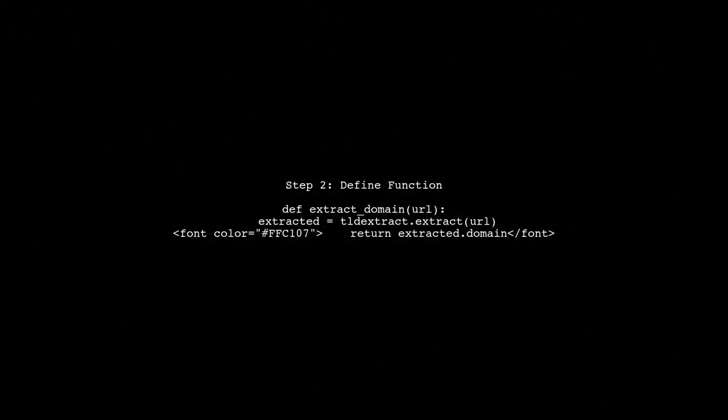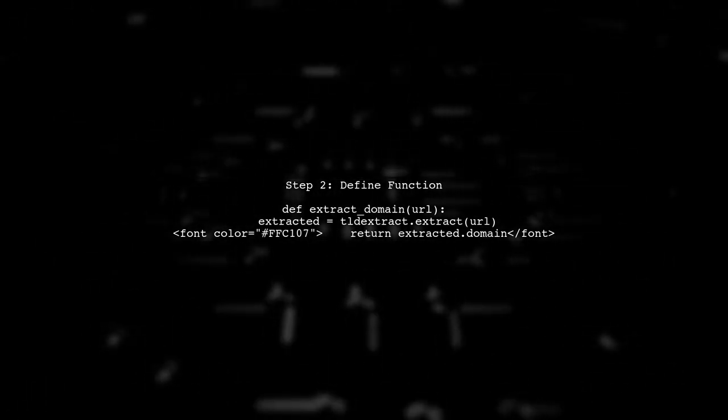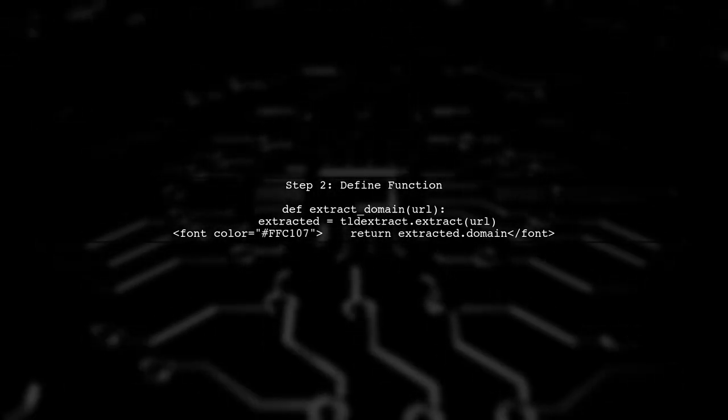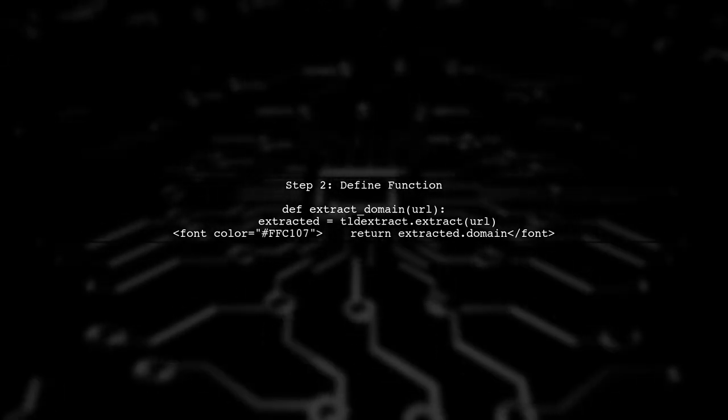To extract domain names from a list of URLs in Python, we can use the built-in libraries to simplify our task. Let's start by importing the necessary libraries. Next, we'll define a function that takes a URL as input and returns the main domain name. This function will utilize the tldextract library to parse the URL.